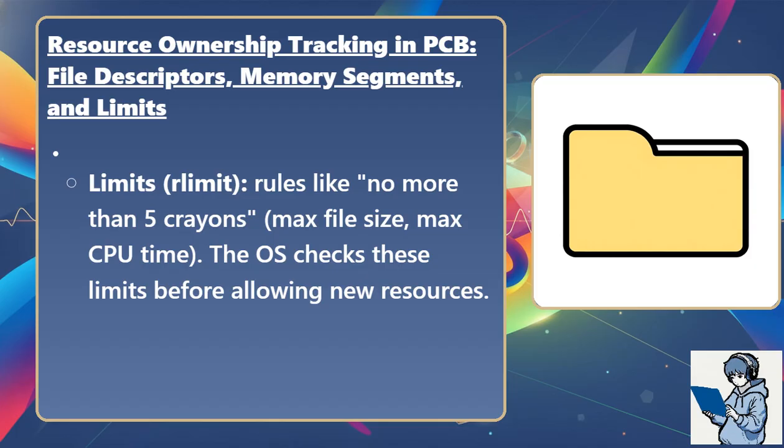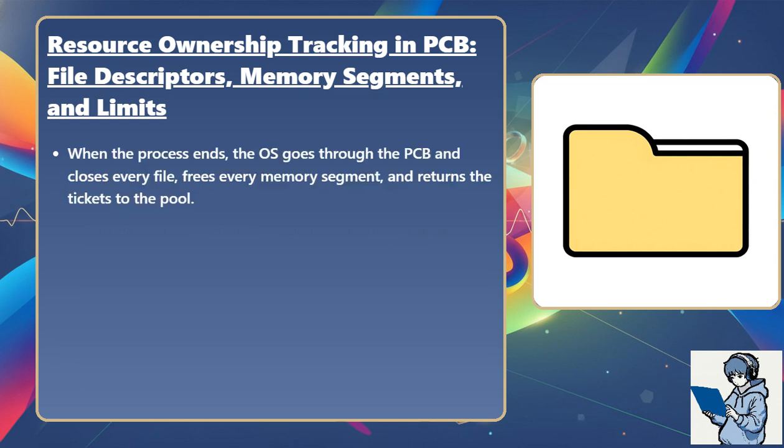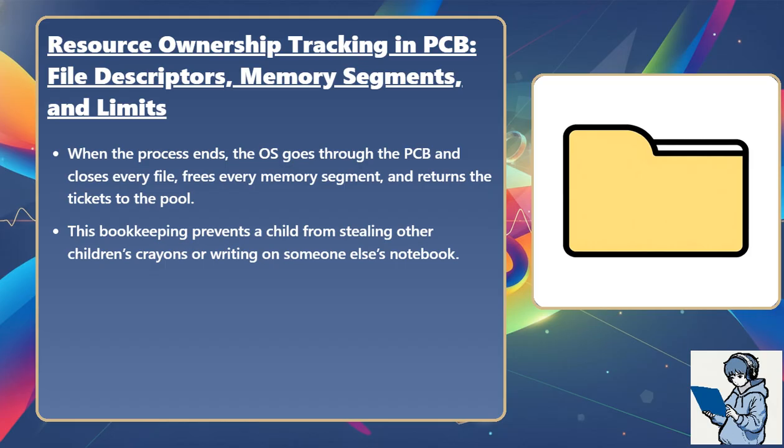Limits are rules like no more than 5 crayons, max file size, max CPU time. The OS checks these limits before allowing new resources. If a process tries to open a new file, the OS checks the PCB's file descriptor table for a free slot, assigns it, and updates the table. When the process ends, the OS goes through the PCB and closes every file, frees every memory segment, and returns the tickets to the pool. This bookkeeping prevents a child from stealing other children's crayons or writing on someone else's notebook.